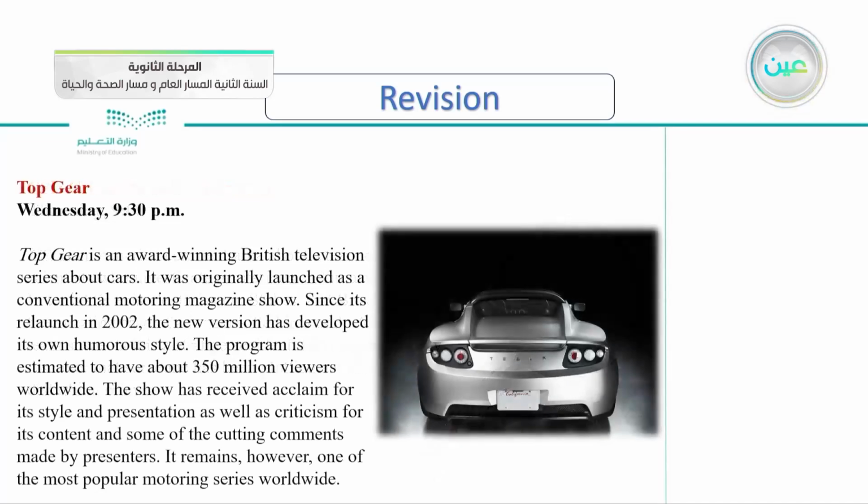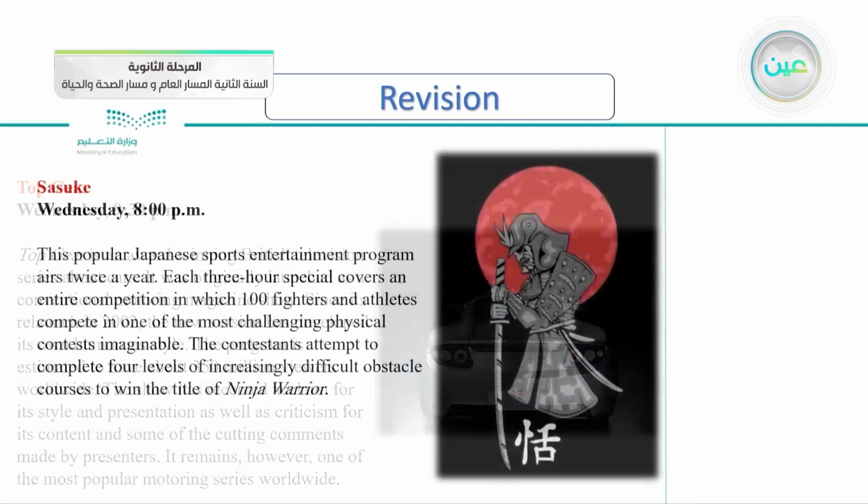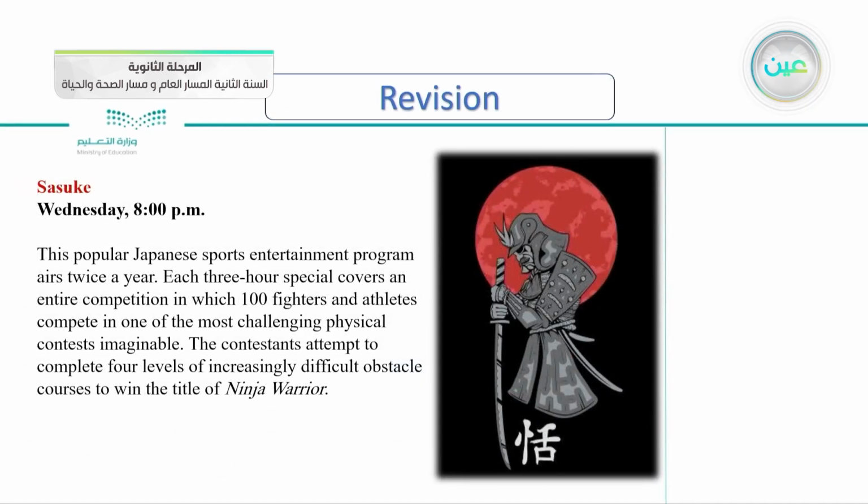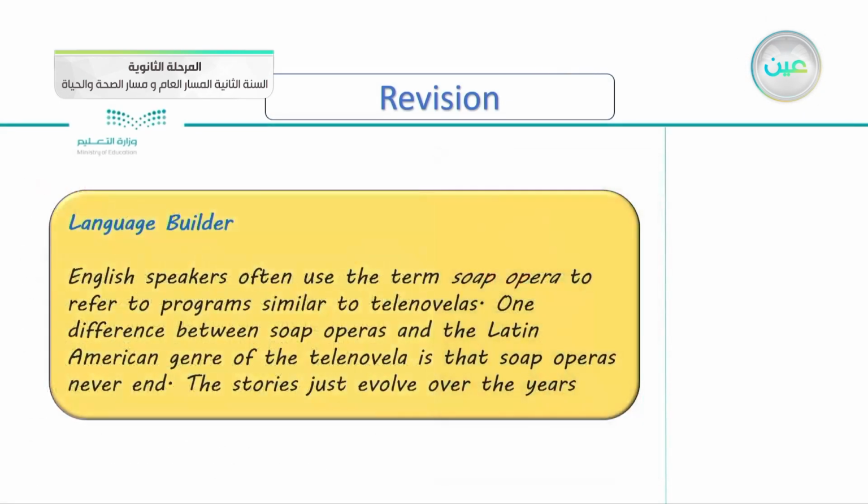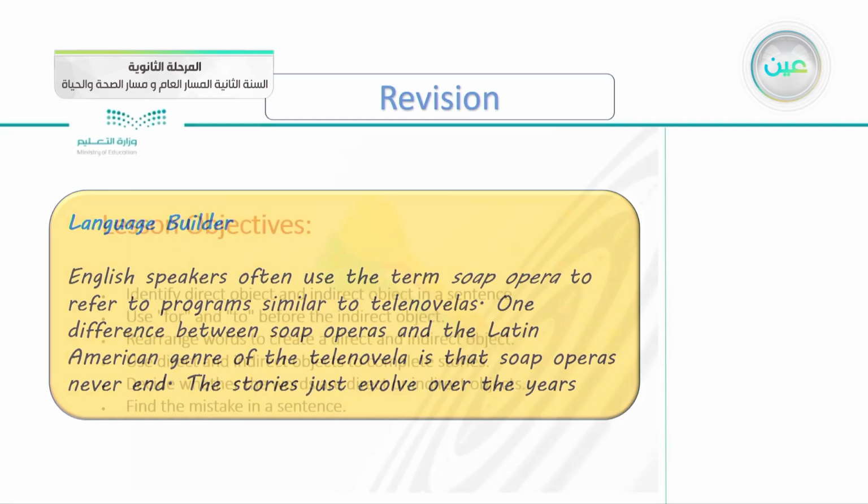crimes. Then we discussed Top Gear, the well-known TV program. It's a British program. Also, the last one is Sasuke. It's a Japanese TV show. Then we took the language builder. English speakers often use the term soap opera to refer to programs similar to telenovelas. We knew by the end that soap operas never end. The stories just evolve over the years.